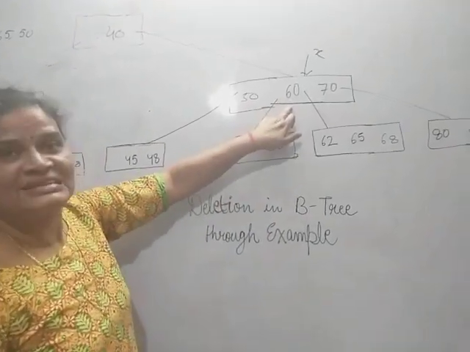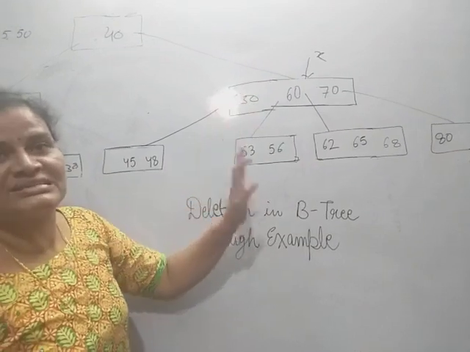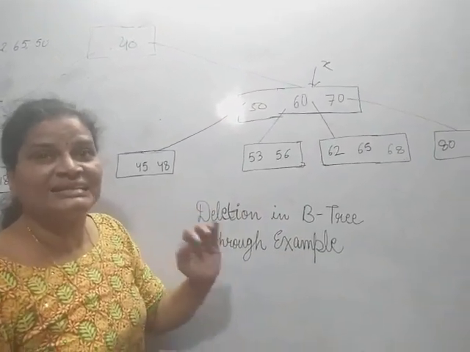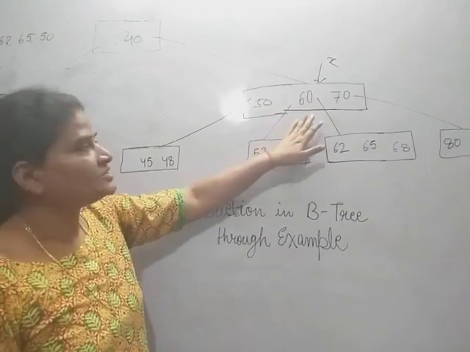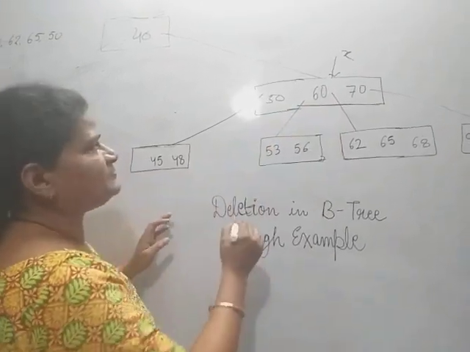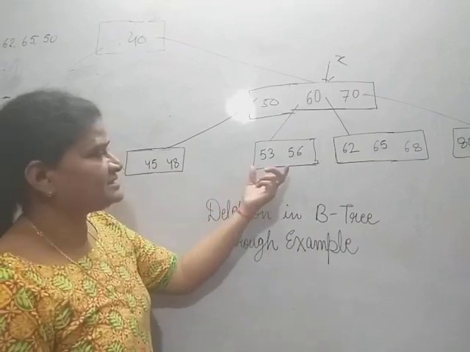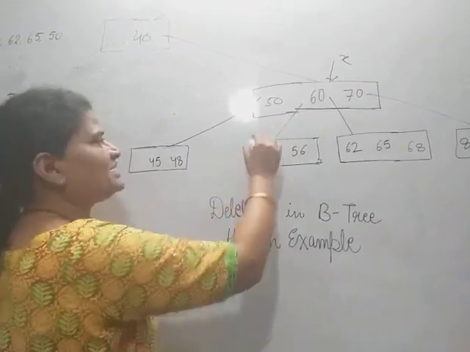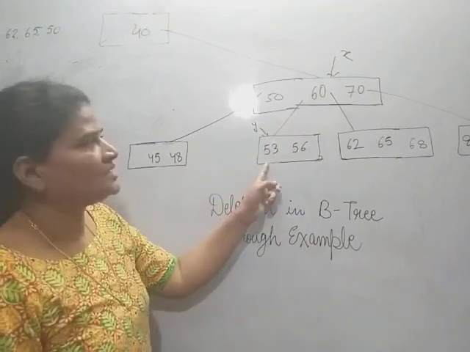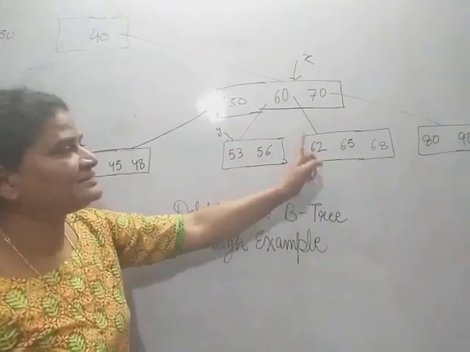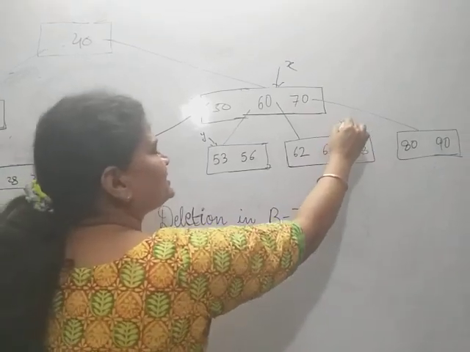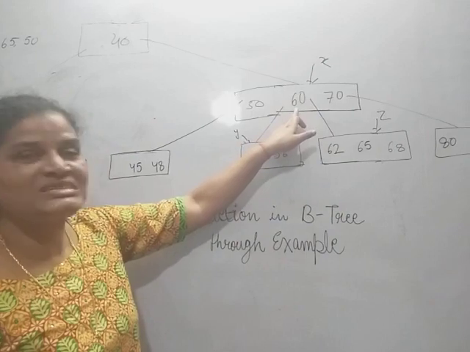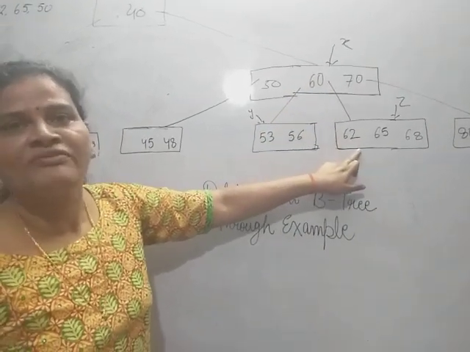Here 60 is present in x. So this is the third case, when the key to be deleted is present in the internal node x. In that case, we first check its immediate left child, y. Does it contain t keys? No. Then the child that immediately follows, that is z. The child z that follows 60 contains t number of keys.